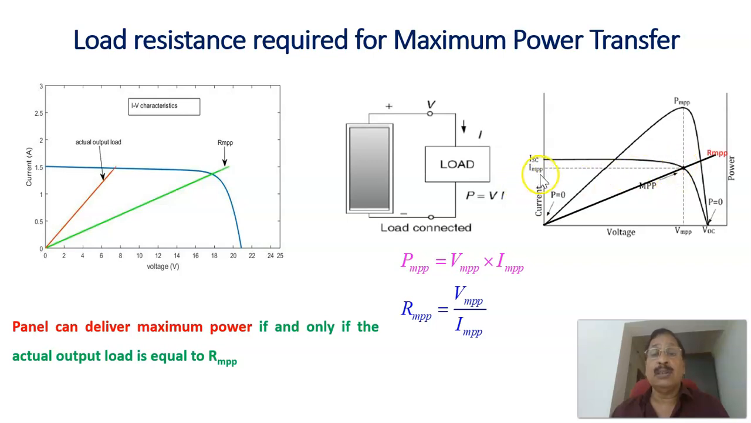And this is the current corresponding to it, IMPP. VMPP into IMPP equals PMPP. And the ratio of VMPP to IMPP, VMPP divided by IMPP, is nothing but the slope of this line, which represents RMPP. The resistance of the solar panel corresponding to the maximum power point is given by RMPP, which is equal to VMPP divided by IMPP. Therefore, the solar panel can deliver maximum power into the load if and only if the load resistance is the same as RMPP. Then maximum power can be transferred into the load.